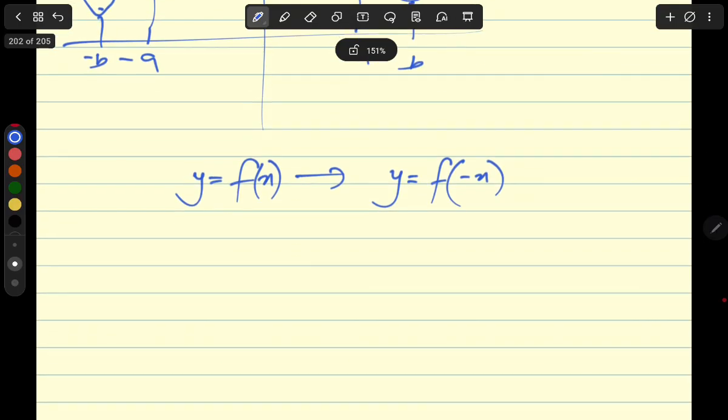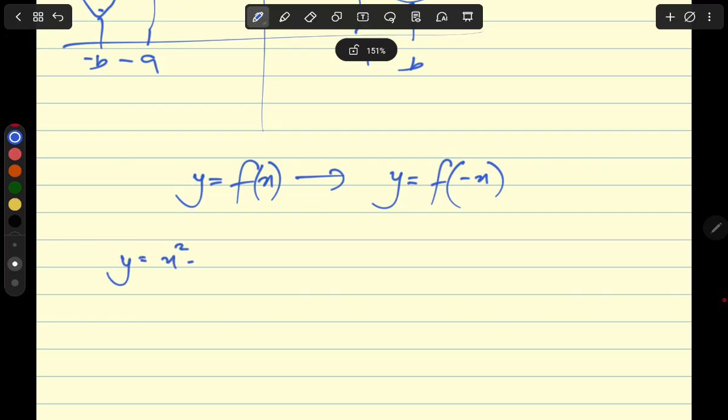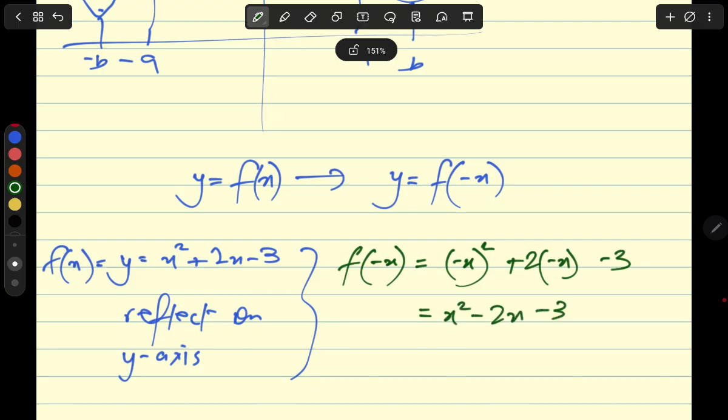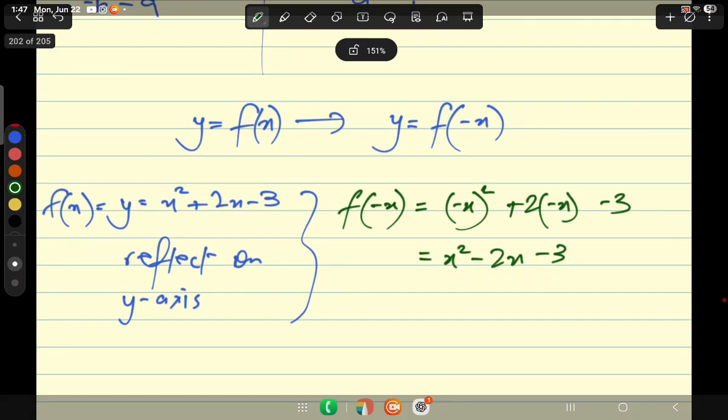So for example, if your original function was y equals x squared plus 2x minus 3, and you have to reflect it on the y-axis, and this is f(x), then all you need to do is make this f(negative x). So this is going to become negative x squared plus 2 times negative x minus 3. So this is going to become x squared minus 2x minus 3, right? So this is going to translate the entire curve on the y-axis. Now mirror it on the y-axis.